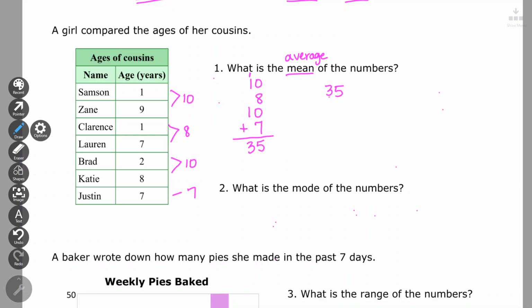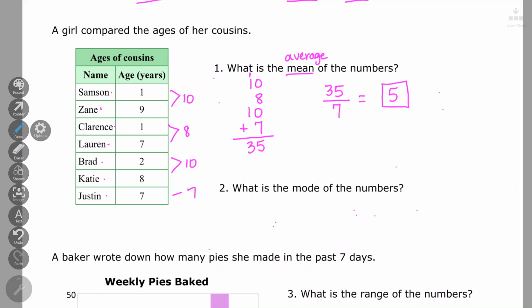35. Now we have to divide by how many cousins she has. Well, let's see how many she has. 1, 2, 3, 4, 5, 6, 7. She has 7 cousins. So 35 divided by 7 is going to give us 5. So the average age of her cousins is 5 years old.